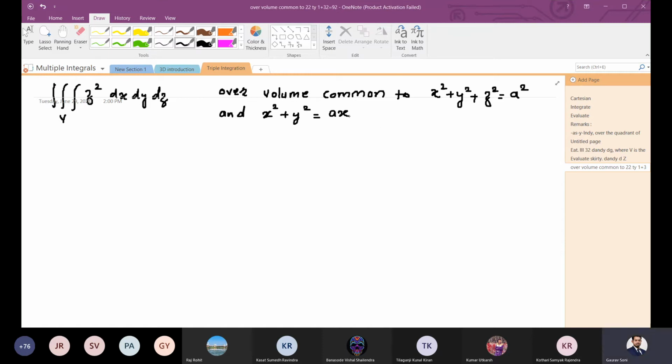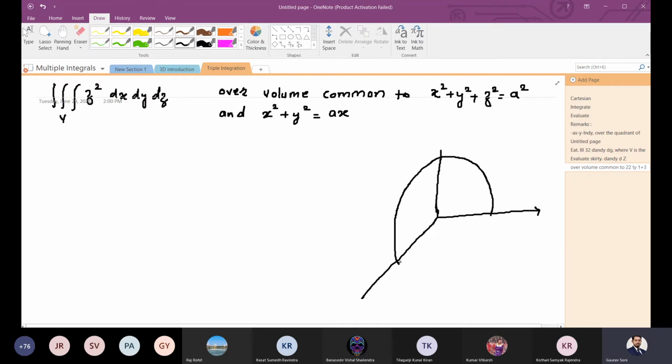So what do we have here is x square plus y square plus z square is equal to a square. If we look at that, what is it? It is a sphere with center as origin and radius as a. What about the second one? What is it? Look on the xy plane first of all, so that you will be able to understand. What is it on the xy plane?